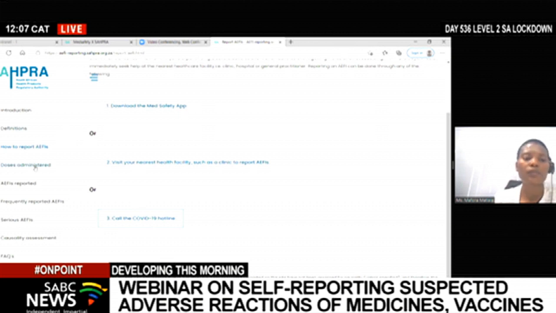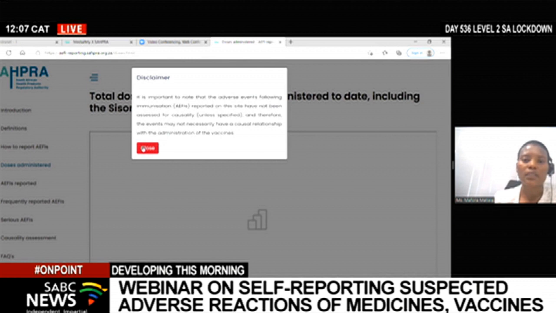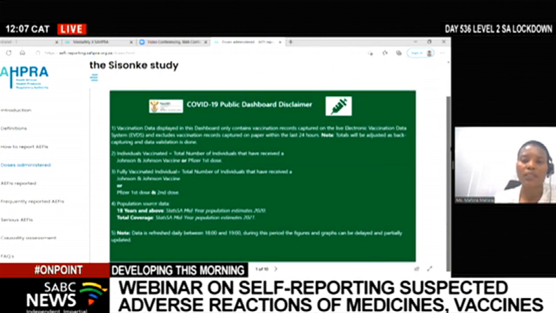Then fourthly, we've got doses that are administered. This is a link to the National Department of Health website, which provides the information regarding the doses that have been administered. We thought it would be useful for the public to have a one-stop shop where they have information about the doses administered and the adverse events following immunization, so it will be easy to understand.